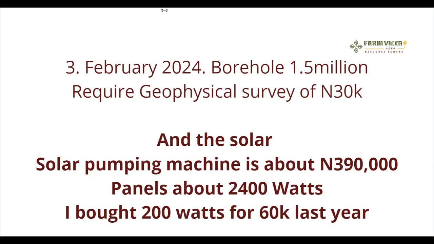But if you are not using that battery stuff, you can also use a solar pumping machine. There's a direct solar pumping machine that you can buy. So when you put the solar pumping machine in your borehole, there's no need for the inverter or the battery or all those ones again. It's just connected directly to the panel and you pump your water. So that's about solar. But as of last year, when I was discussing with a colleague, the solar pumping machine is about 390,000. But please note, these prices must have changed.